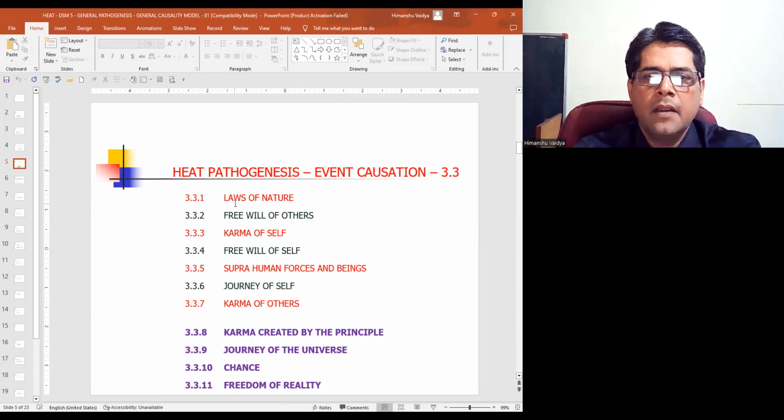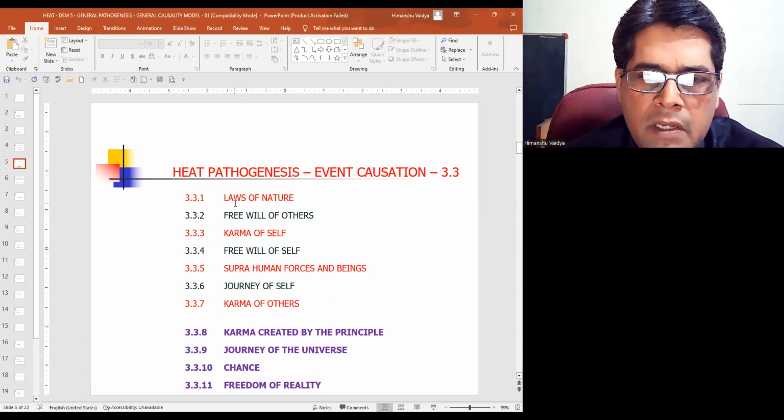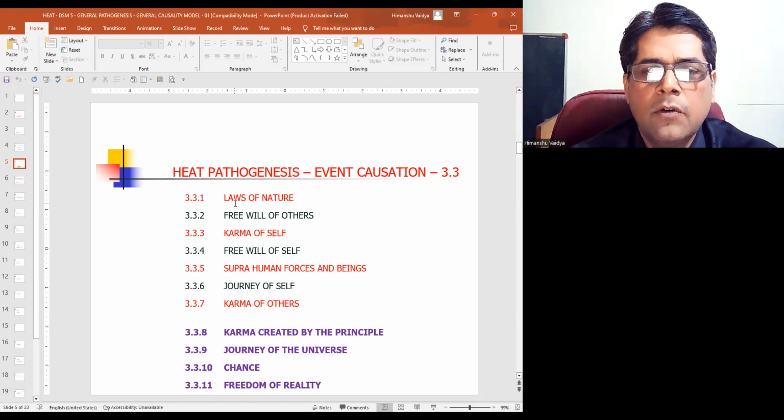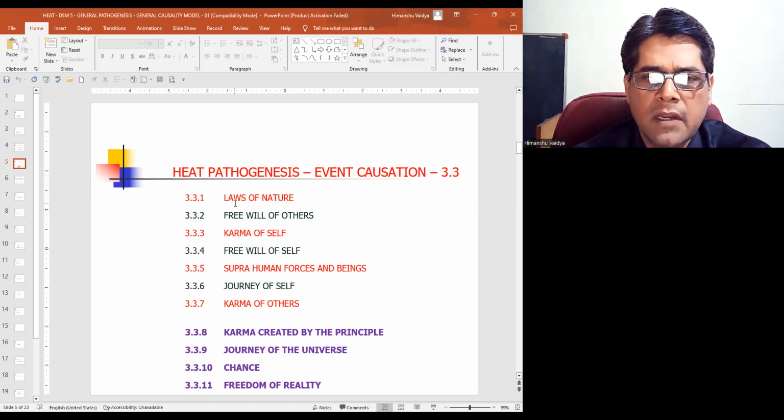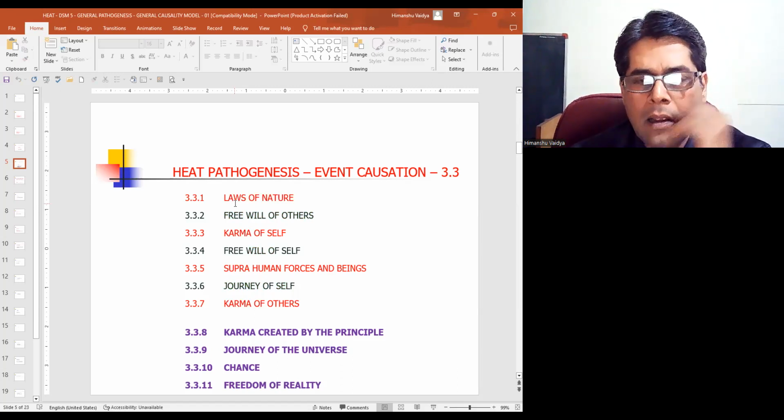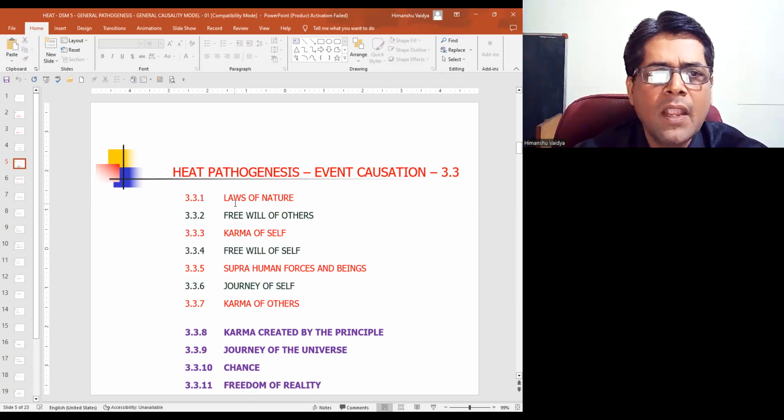So this would be the hierarchy, that laws of nature, which include everything we discuss in psychiatry, psychotherapy, neurology. That would be number one, free will of others, what they do to us. Number two, karma of the self, how we process it, what baggage we bring in the light of which we process. Free will of self, what do we do? Suprahuman forces and beings, journey of self and karma. This usually is the hierarchy in which the factors of causality impact the psychopathology.